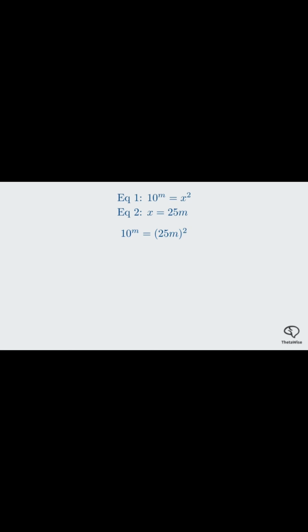Now we can expand the right side of the equation. (25m) squared is the same as 25 squared times m squared, and 25 squared is 625. So our equation becomes 10 to the m equals 625m squared. Look at what we've accomplished. We've transformed our complex logarithmic equation into a more standard exponential equation. Our problem is now to solve for m. Solving the equation 10 to the m equals 625m squared directly is difficult. We need to find a more elegant approach.